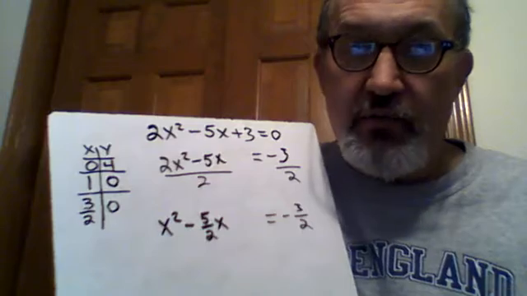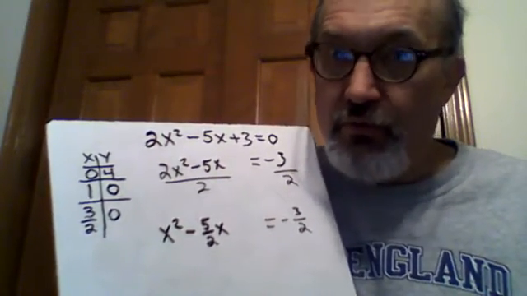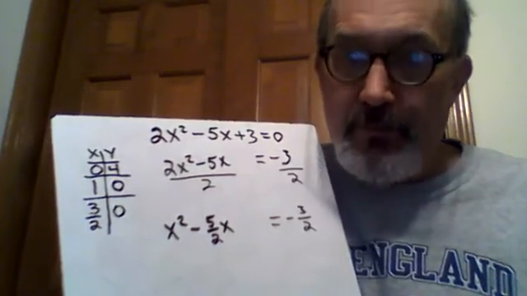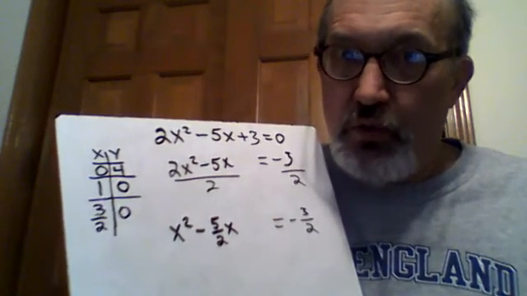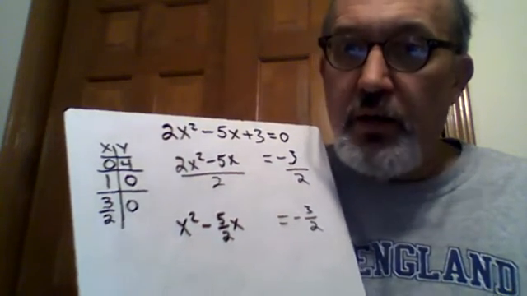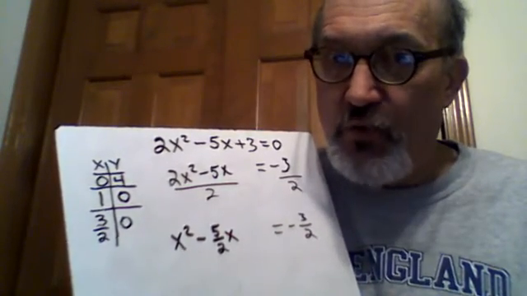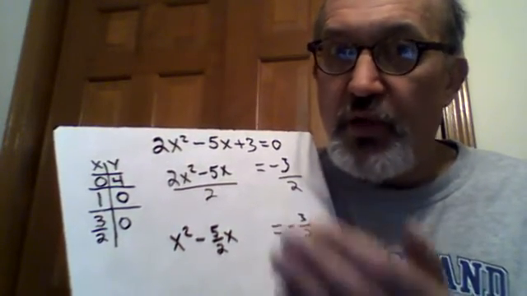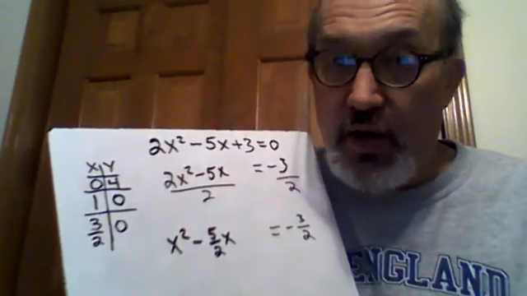Well, half of -5/2 is -5/4. That's a little bit of fraction multiplication or fraction division that at this point should be pretty apparent. Half of -5/2 is -5/4. Square the -5/4. -5/4 times -5/4 is 25/16. Positive, of course.